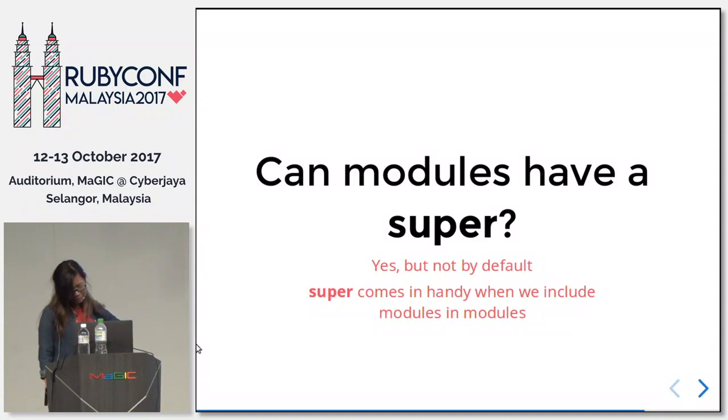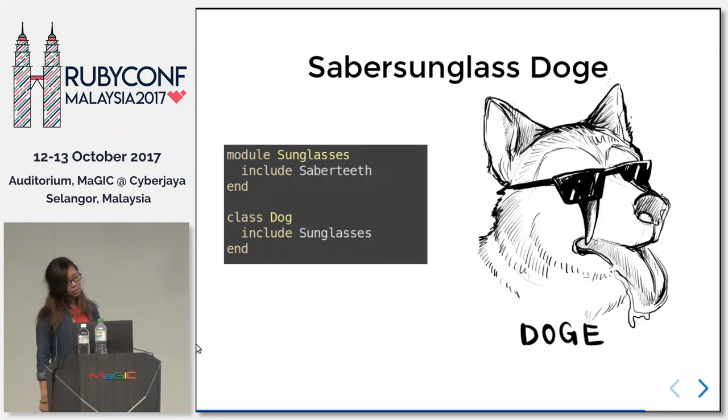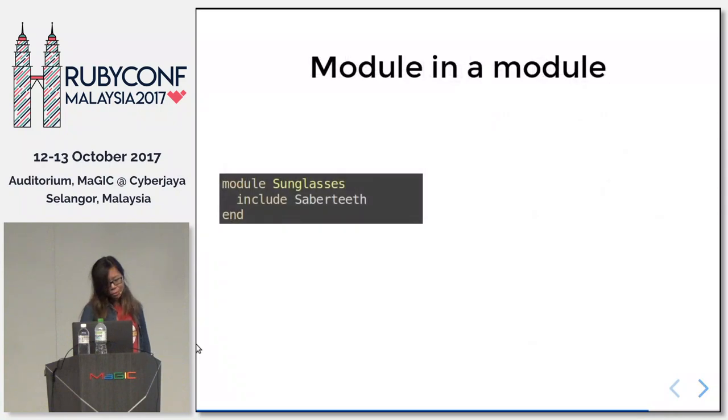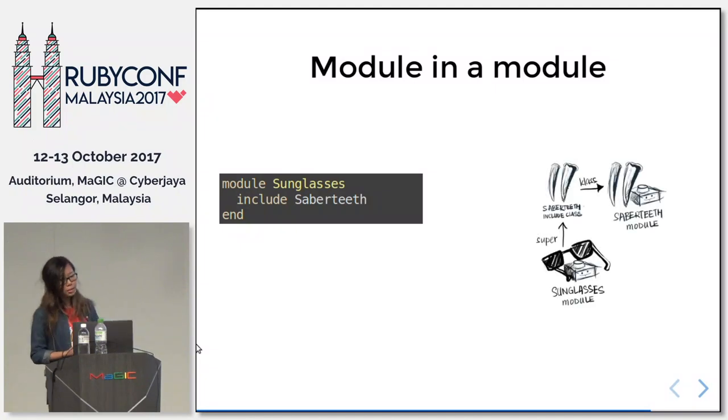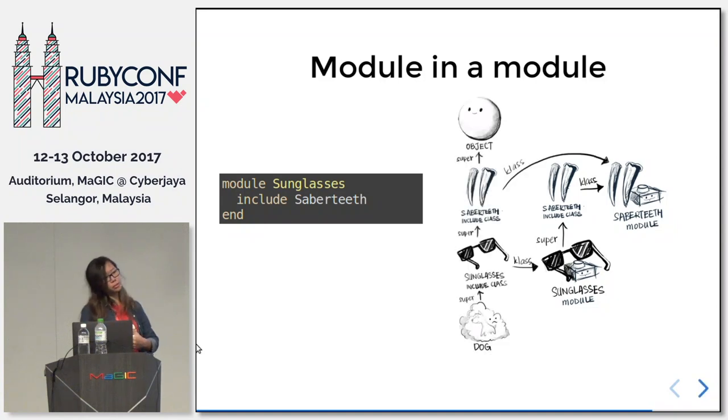So instead of giving Doge SaberTeeth and Sunglasses separately, I want to give him saber-teeth sunglasses. So I include the SaberTeeth module in the Sunglasses module, and then I include the Sunglasses module in the Dog class. When I include the SaberTeeth module in the Sunglasses module, it's not really very different from including a module in a class. I create a SaberTeeth include class and set the super pointer of my Sunglasses module to point to this include class. Then when I finally include my Sunglasses module in my Dog class, I end up getting two include classes inserted into my inheritance chain just like this. And then method dispatch works just like normal.